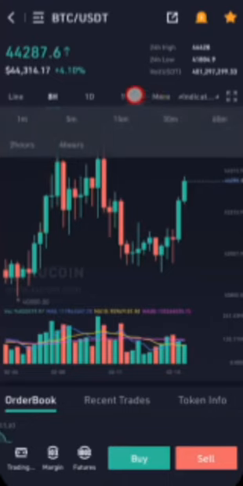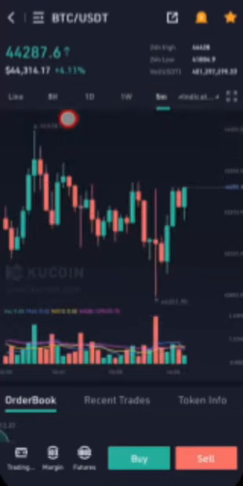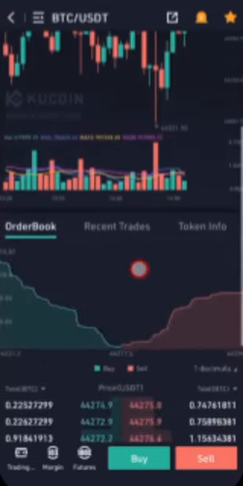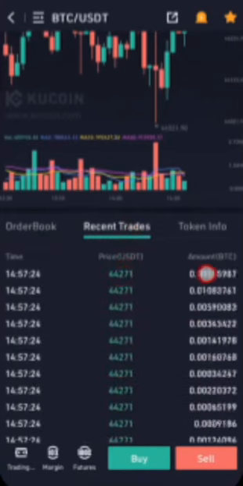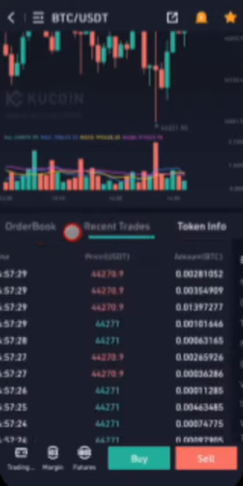You can also change the time frame that one candlestick represents. So you can go to 5 minutes, for example, and then you can see an entirely different chart where the time frame is smaller. All right, when you scroll down, you can also see the order book right here, and recent trades, so how much has been traded at what price in the last couple of seconds. Then you also have some token info and so on.